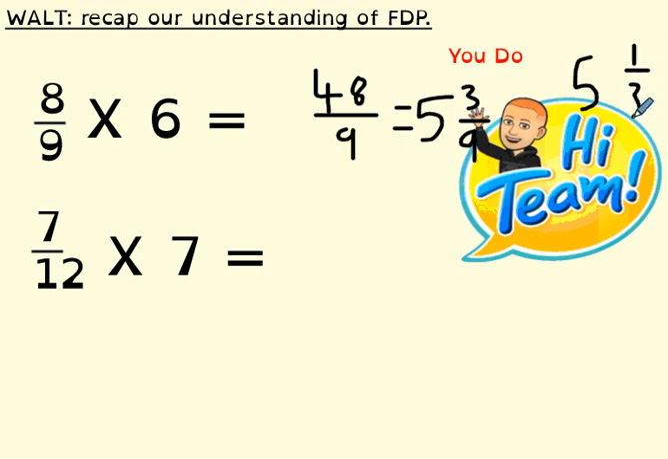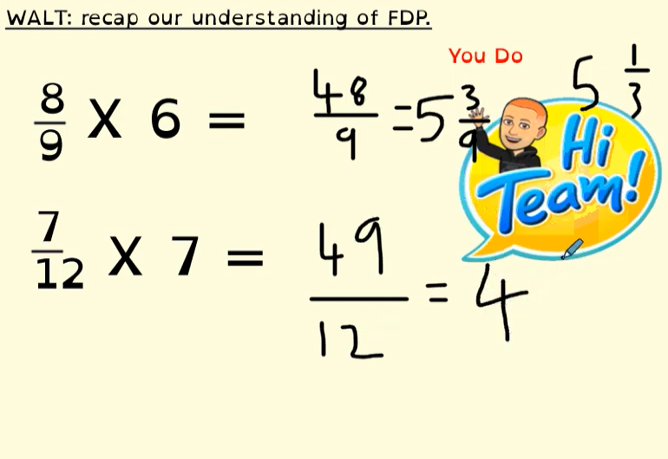7 times 7 is 49 12ths. How many full wholes can I make if I've got 49/12ths? 12, 24, 36, 48. I can make 4 wholes and I've got 1/12 remaining. Did you get those two? Hopefully you did. Again, you'll have questions today where you've got to multiply the fraction by the whole number and give your answer in both of the 2 different forms, mixed number and improper.